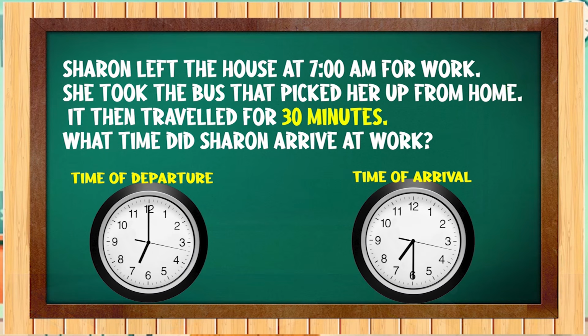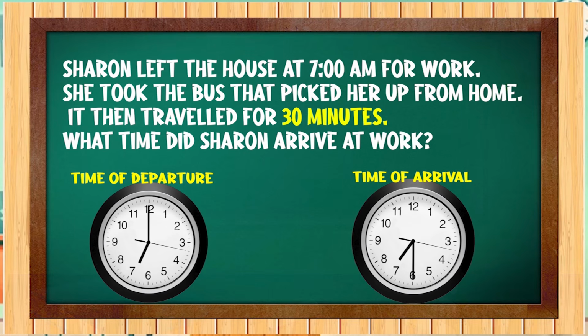When she left home at 7 a.m., she then took the bus, and the journey from home to work took a total of 30 minutes. Now, if we are to do it manually by counting 30 minutes after the hour, we would be able to find out the time that Sharon reached work. So here we have the minute hand pointing at 12 at the time she left. After 30 minutes, the minute hand would not remain at 12. In fact, it would move 30 minutes.